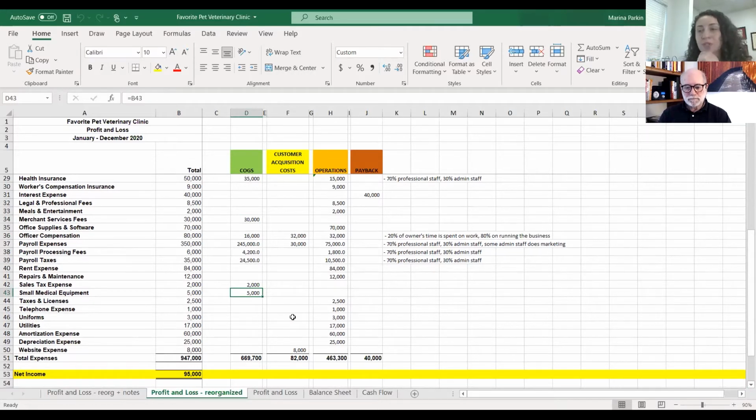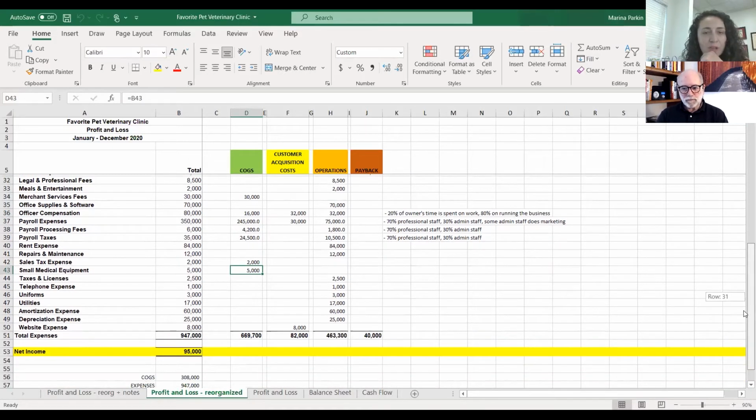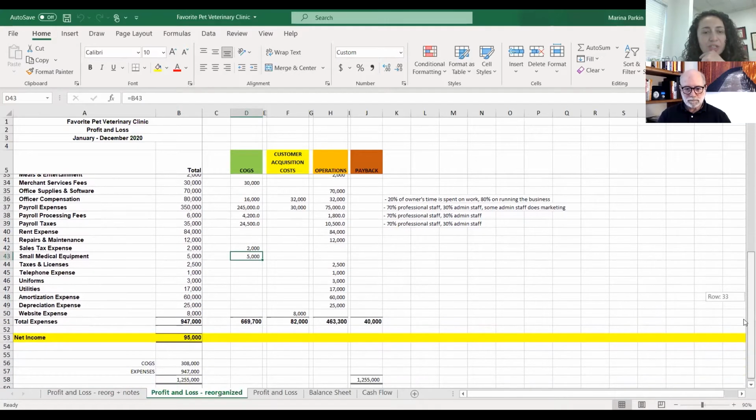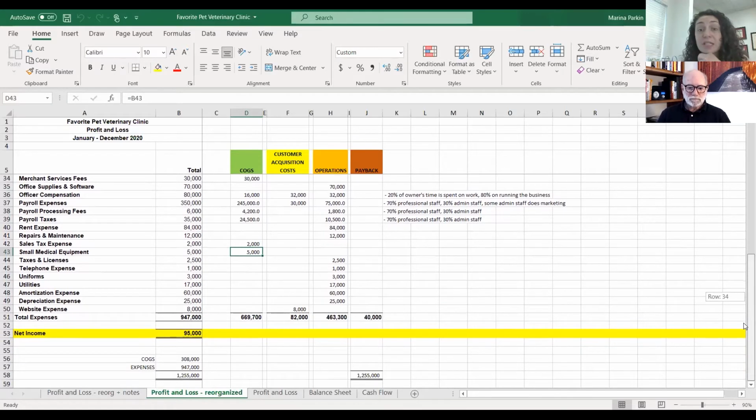So, of course, making some assumptions here, but you get the idea. Keep going, put our phone and our taxes and licenses in the operations, and then get to the website expense, and we put website as the customer acquisition cost.